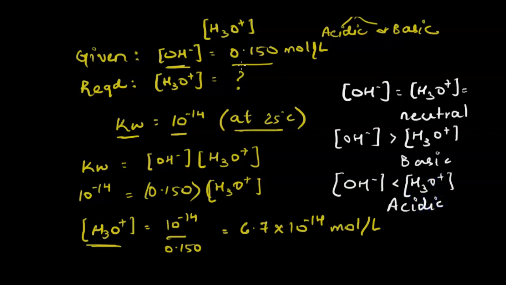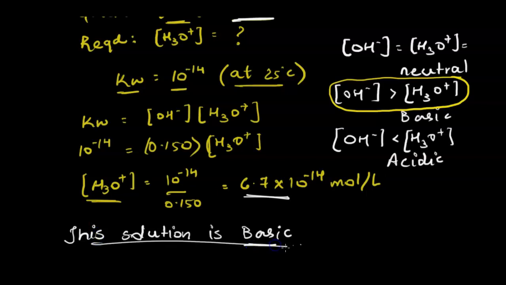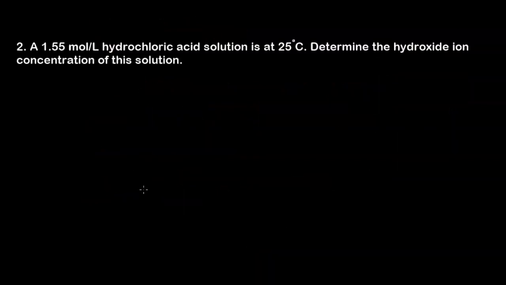In this case, we can clearly see that 0.150 is greater than 6.7 times 10 to the power negative 14. So we are in this situation where hydroxide ion concentration is greater than hydronium ion concentration. Therefore, we would conclude that this solution is basic. This is how we find out if a solution is acidic or basic. Let's do another question for the sake of practice.